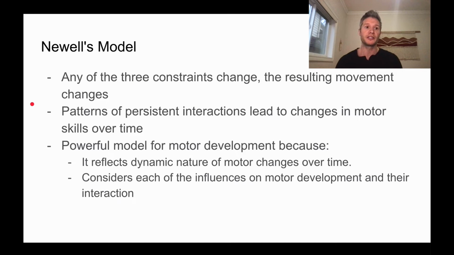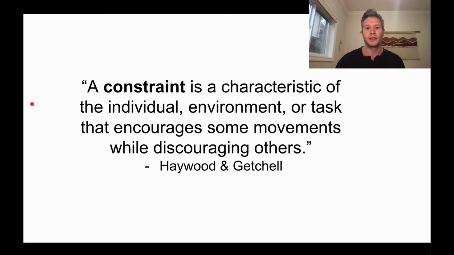A lot of models, as we'll see when we talk about movement models or motor models, don't necessarily consider all three of these components in the nature that an ecological model such as this one considers. Okay? So again, a constraint is a characteristic of the individual, environment, or task, definitely know those three, that encourages some movements while discouraging others. Okay, so let's explore that a bit more.